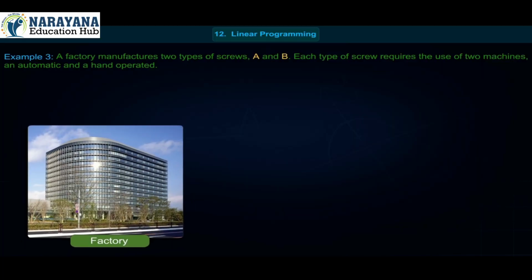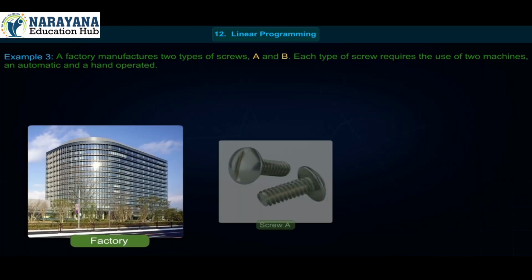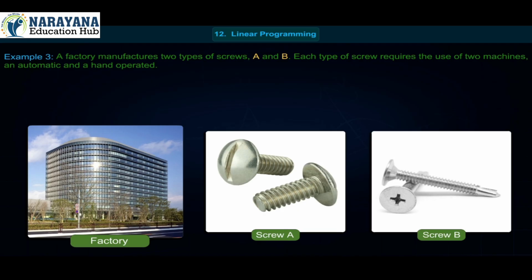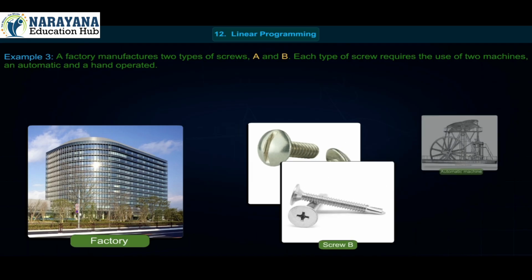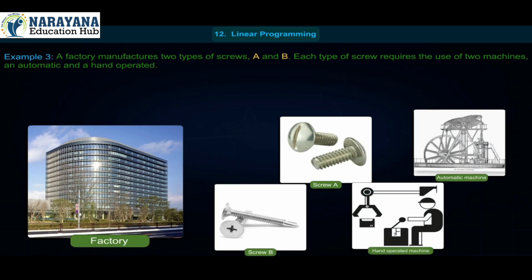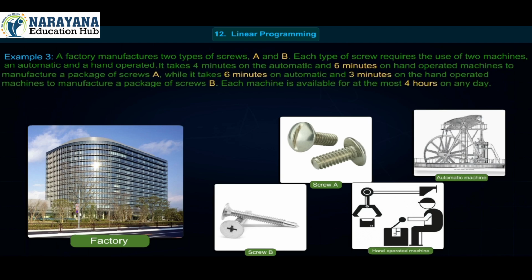Example 3. A factory manufactures two types of screws, A and B. Each type of screw requires the use of two machines, an automatic and a hand-operated. It takes 4 minutes on the automatic and 6 minutes on hand-operated machines to manufacture a package of screws A, while it takes 6 minutes on automatic and 3 minutes on the hand-operated machines to manufacture a package of screws B. Each machine is available for at the most 4 hours on any day.